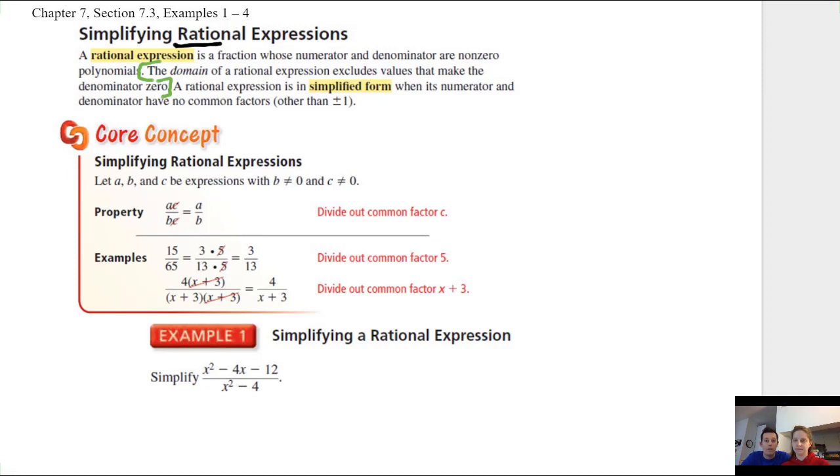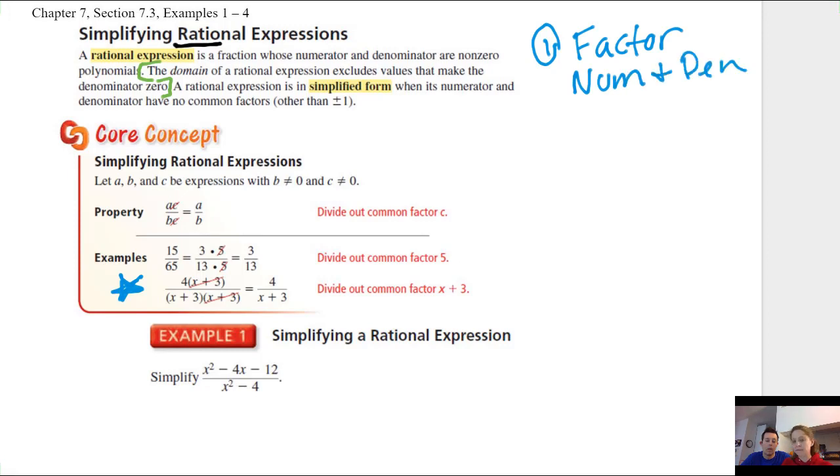A rational expression is in simplified form when its numerator and denominator have no common factors other than plus or minus 1. Okay, let's look at this example, and we'll go through some steps. Step number 1, you're going to factor the numerator and denominator. We can see that step has already been completed in the example that we started.